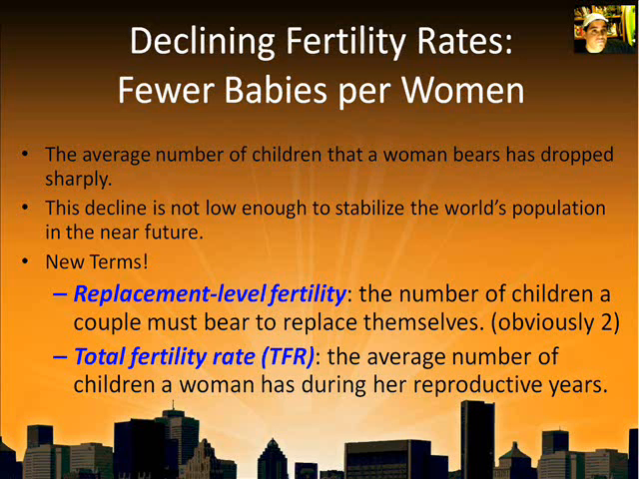It's tremendous. Okay, so we do have a decline in fertility rates, and that's obviously how many babies every woman is going to have. It's not enough to stabilize the world's populations. That's not going to happen, at least not anytime soon. So let's take a look. We got some new terms here. First is replacement level fertility. I'll let you read that.